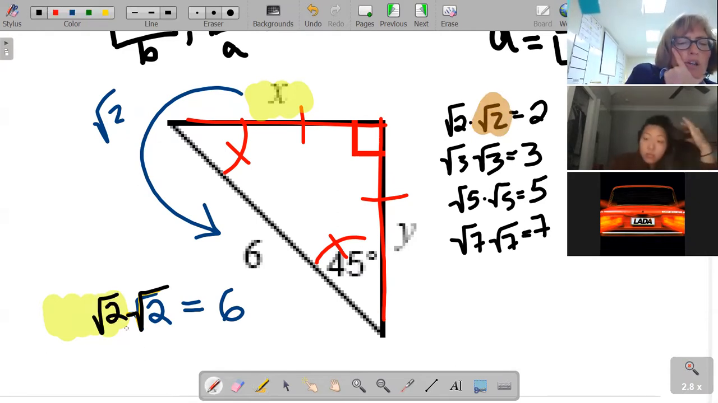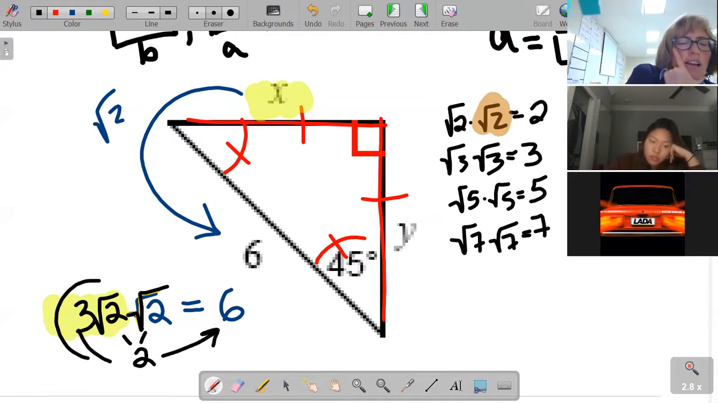Okay. Watch carefully, Lutfi. Root 2 times root 2 just gives me 2. So 3, what times 2? 3. Okay. So the final answer is 3 root 2. Yes.